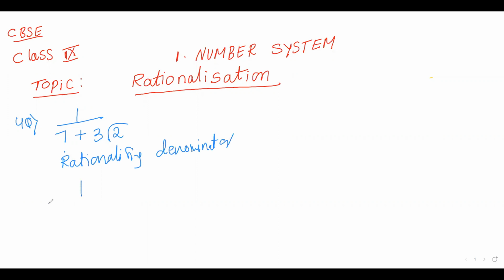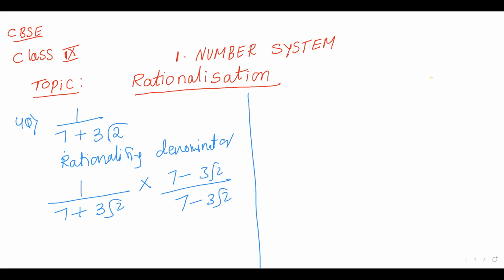So what is the rationalizing factor? 7 plus 3 root 2. The rationalizing factor is 7 minus 3 root 2 by 7 minus 3 root 2. 7 minus 3 root 2 is the rationalizing factor. We have to multiply and divide.